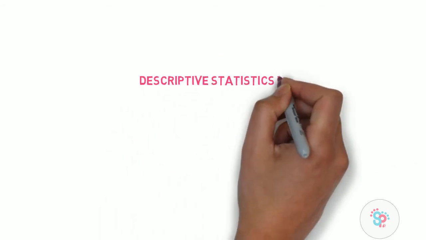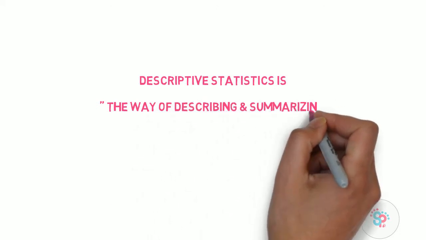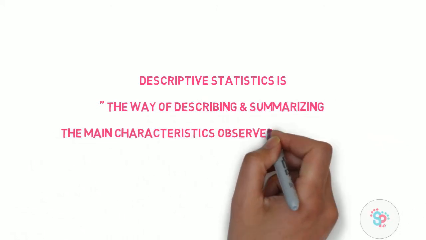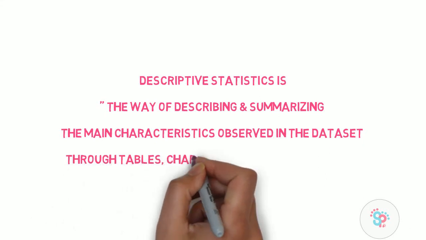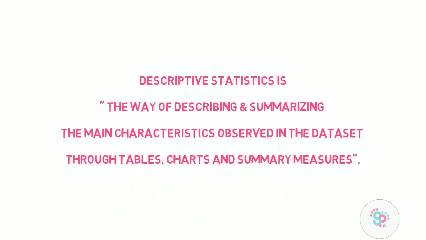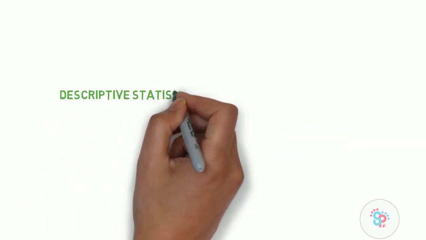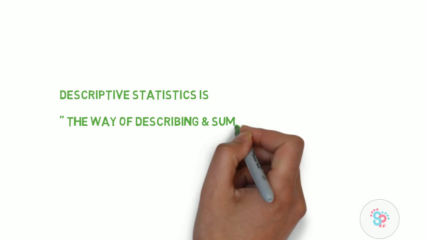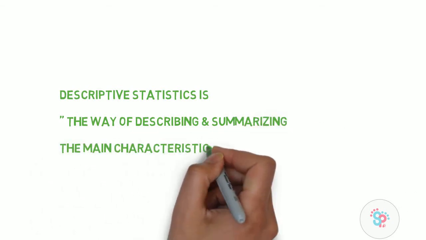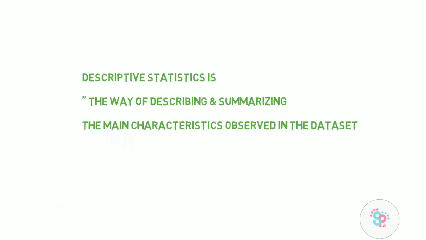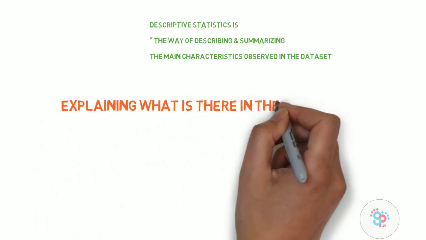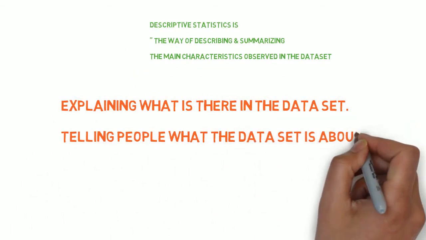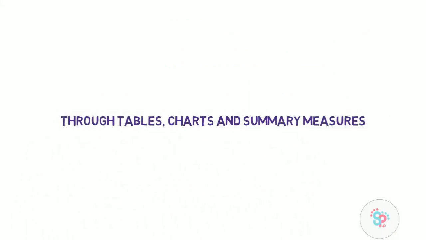What is descriptive statistics? Descriptive statistics is a way of describing and summarizing the main characteristics observed in a data set through tables, charts, and summary measures. Let's break down the definition. The first part is: a way of describing and summarizing the main characteristics observed in a data set. Describing and summarizing, in a sense, means explaining what is there in the data set, telling people what the data set is about. And the second part of the definition is through tables, charts, and summary measures.